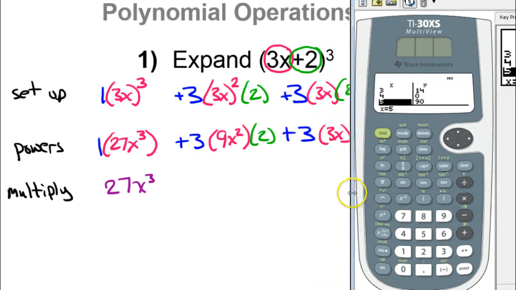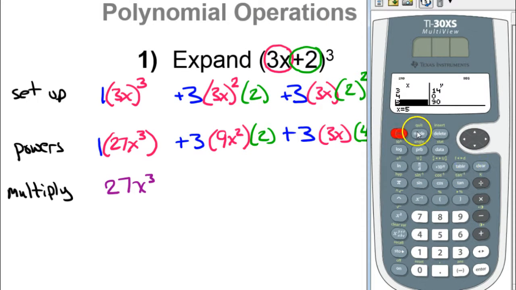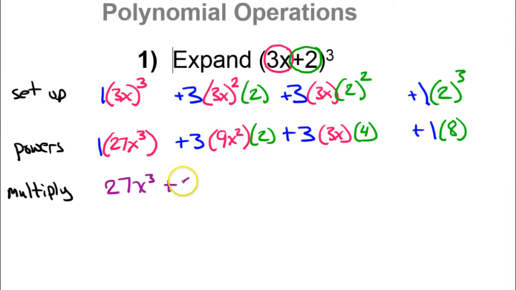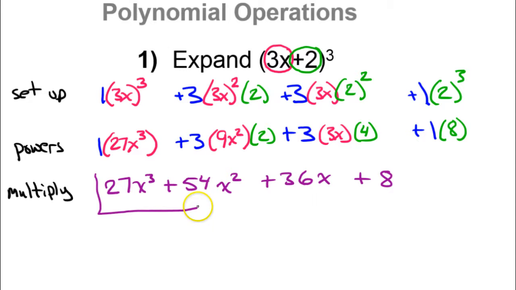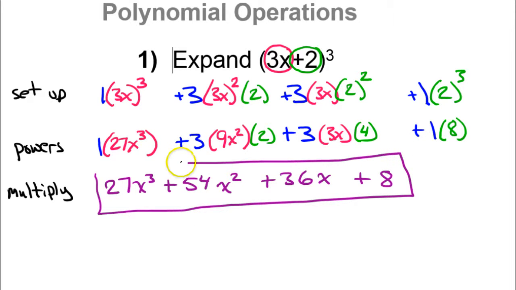Okay, let's see. I'll just tuck this over here. So 3 times 9 times 2, that's 54. And then I've got this x squared I see. Now 3 times 3 times 4, that's 9 times 4, so that's 36. So 36x. And then 1 times 8 is just 8. So this would be your answer to problem number 1.